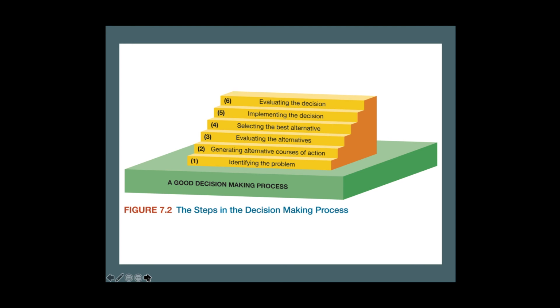And that's an example then of a basic framework for making decisions. As you can see in the slide as we return, identifying the problem, generating alternative courses of action, evaluating the alternatives as we pointed out in that previous slide, and then selecting what we deem to be the best alternative and implementing it. And then finally, evaluating the results.